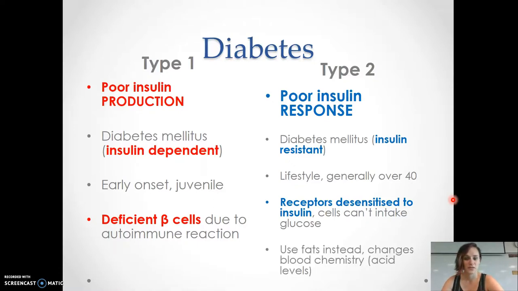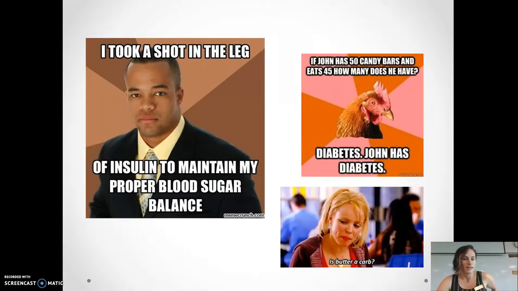So the body starts to use fats as an energy source instead, which sounds good but isn't actually good in this case because it does change your blood chemistry and it makes it more acidic. So you get something called diabetic ketoacidosis, and it's not good for you at all.